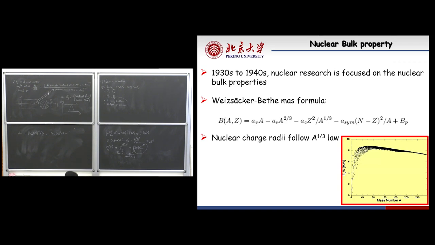And then my second question comes: from this liquid drop model, can we learn about the boundary of the nuclear chart? Can we define the proton drip line or the neutron drip line? By the way, does everybody know what a neutron drip line is?